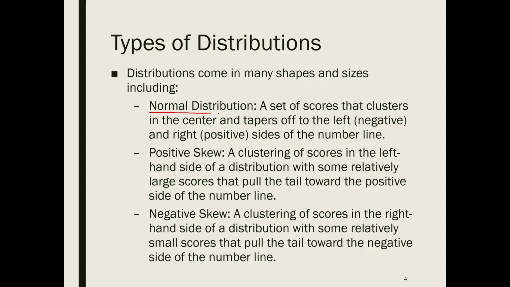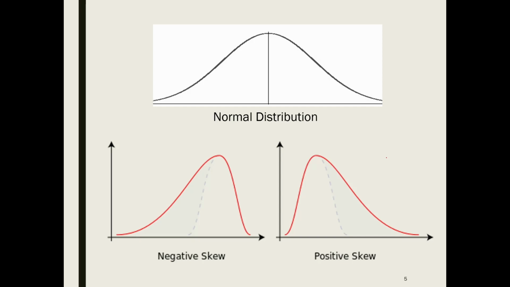So the first one is normal distribution: a set of scores that clusters in the middle and tapers off to the left and right of the number line. The positive skew has a long tail toward the positive side. The negative skew has a long tail toward the negative side. It's really wordy in those definitions, so I would like to show you pictures for easy understanding. This is the picture of normal distribution, negative skewed distribution, and positive skewed distribution.